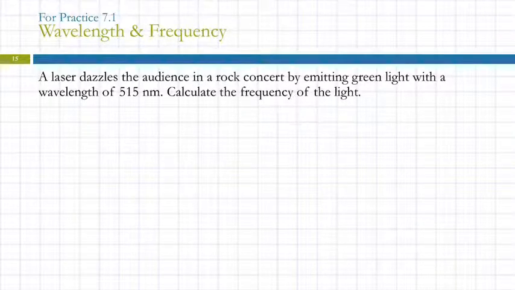So, fun to talk about rainbows and colors, and then we wreck it by making you do a calculation. A laser dazzles the audience in a rock concert by emitting green light with a wavelength of 515 nanometers. Calculate the frequency of the light.